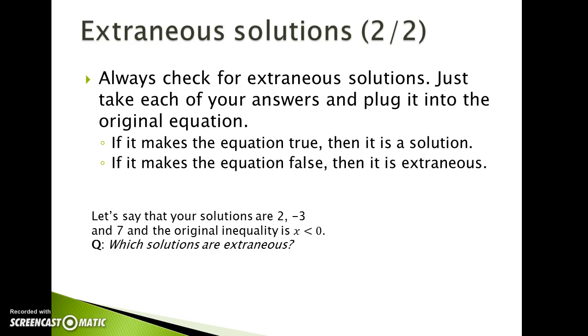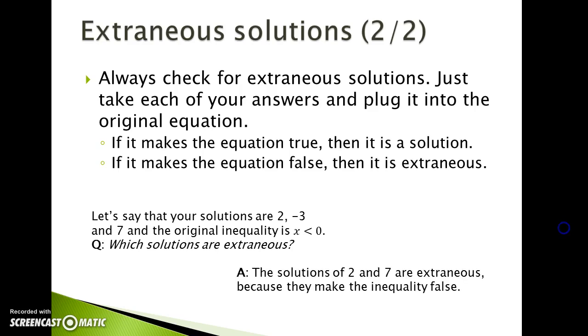Let's say that your solutions are 2, -3, and 7, and the original inequality is x is less than 0. The question is, which solutions are extraneous? So we plug each of them in. We see that the solutions of 2 and 7 are extraneous because they make the inequality false. In other words, the only true solution is -3.